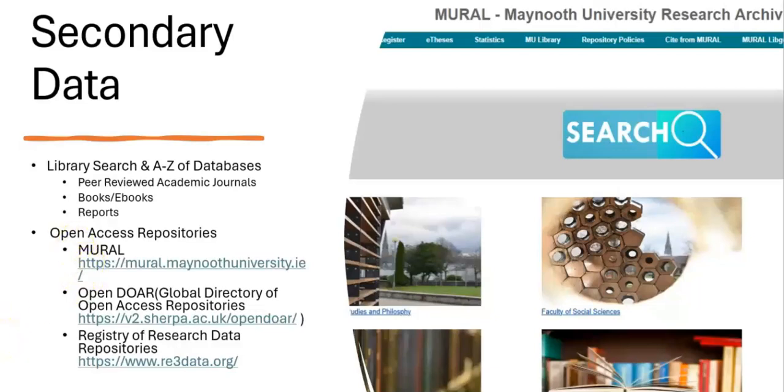Again, Mural is an open access repository that just covers publications from Maynooth academics. But there's also Open Door, which is a global directory. So again, you can go in there, search by subject or by particular item, and you'll find open access material from around the world in different repositories. There's also Re3 Data, the Registry of Open Data Repositories, and that's specifically at the data side of things. So you can look for research data in there.